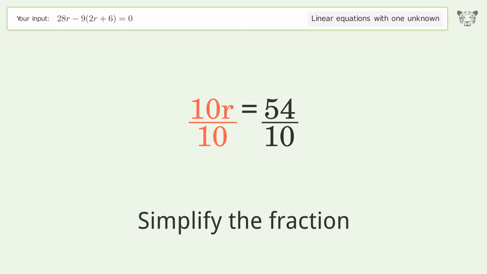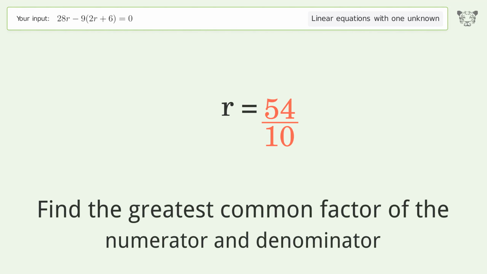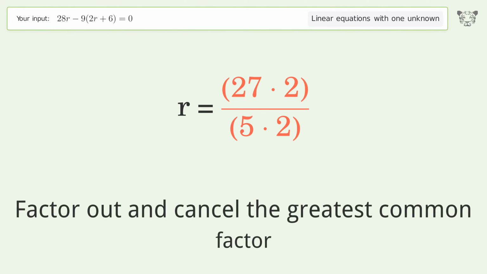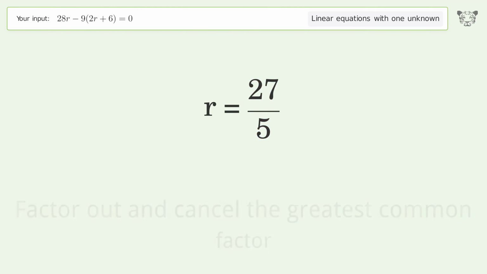Simplify the fraction. Find the greatest common factor of the numerator and denominator. Factor out and cancel the greatest common factor. And so the final result is r equals 27/5.